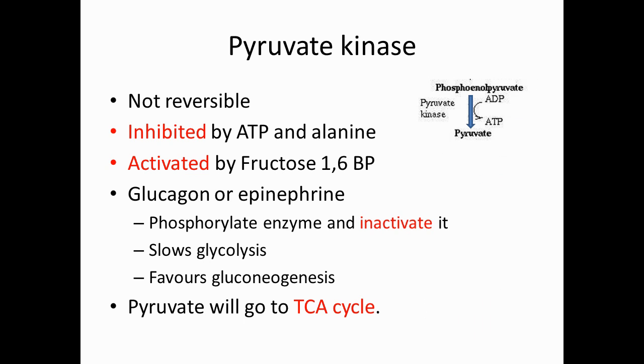So now we'll talk a little bit about the pyruvate kinase enzyme. Phosphoenolpyruvate will convert into pyruvate with the help of pyruvate kinase. In this step, we'll get 1 ATP. This is a non-reversible step, which is inhibited by ATP and alanine and activated by fructose 1,6-bisphosphate, which is an early step of the glycolysis process. Glucagon and epinephrine will phosphorylate this enzyme and inactivate it, which will slow down the glycolysis process and favor the gluconeogenesis process.